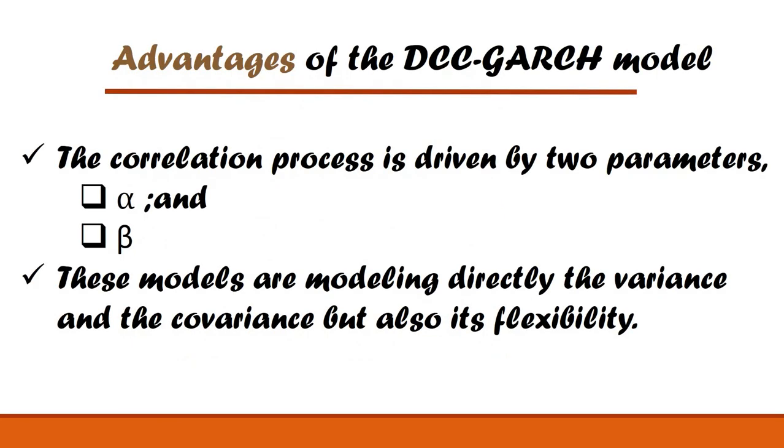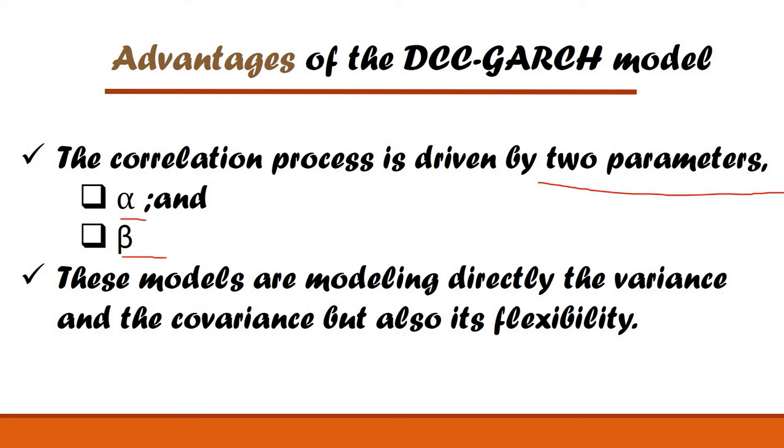Now let's see about the advantages of the DCC-GARCH model. So what are the different advantages? The first advantage is that the correlation process is driven by only two parameters, and those two parameters are alpha and beta.